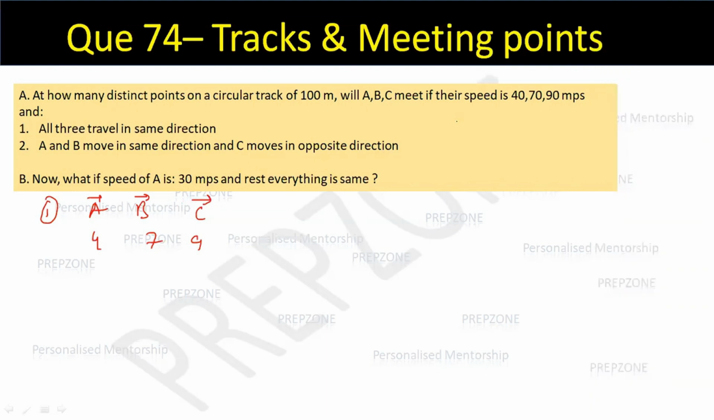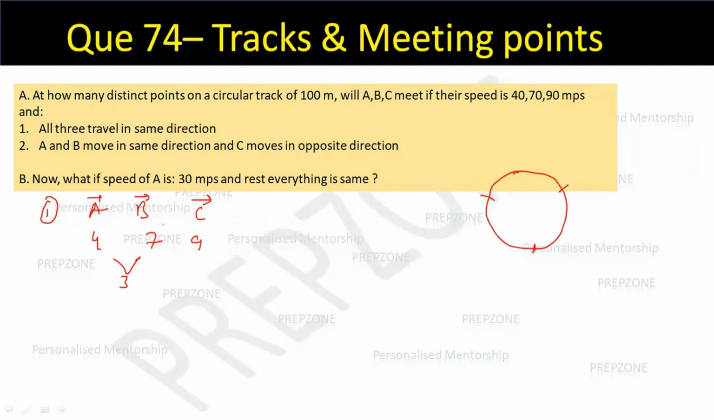Why, Vishal? When you say the difference of 4 and 7 is 3, what do you mean by that? What does it mean? They are meeting at 3 points. Who? A and B. A and B are meeting at 3 distinct points on a circle, right? Which means if this is my circle, they're meeting at 3 points, because these three have to be equidistant points.